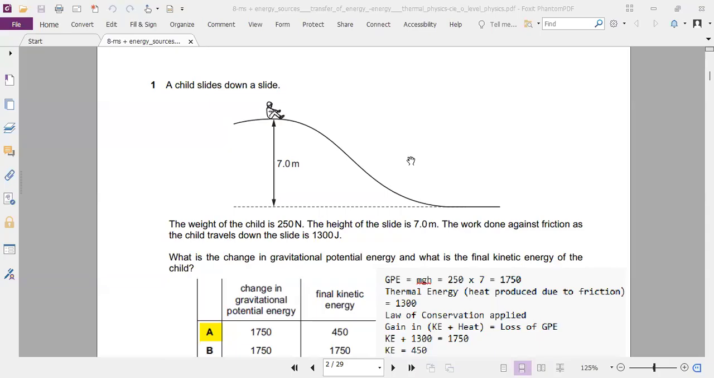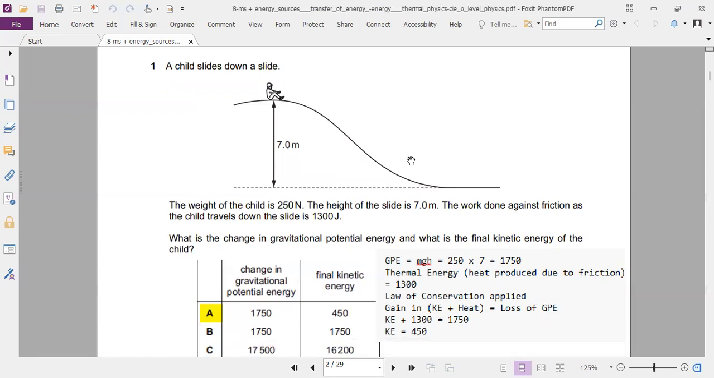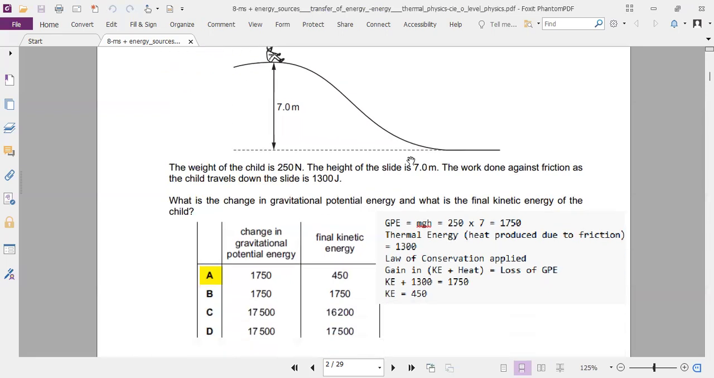Okay, so this is about energy sources and energy transfers. In this booklet, we will be discussing explanations and strategies on how to answer the questions. Question number one: a child slides down a slide 7 meters high. The weight of the child is given and the work done against friction is given. The question is asking what is the change in the GPE and what's the final KE of the child?